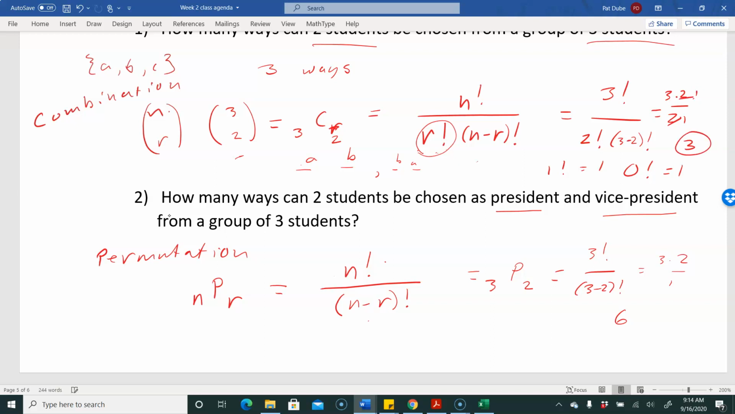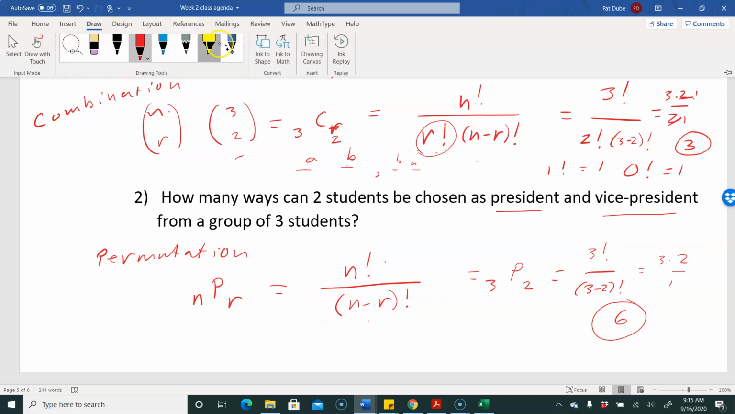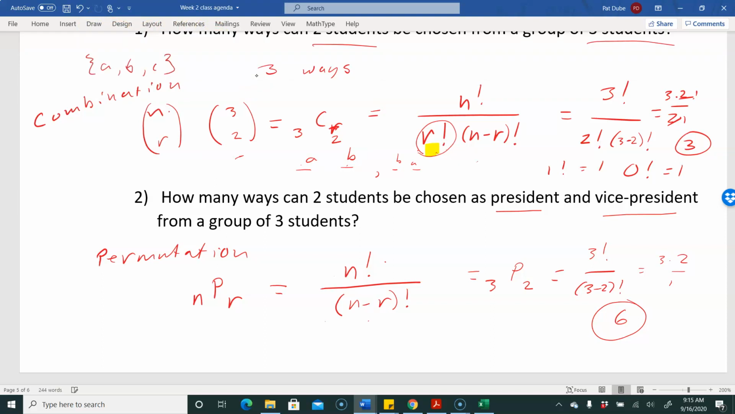Here I got 3. There are 3 combinations, but there are 6 permutations because each pair has 2 ways it can be ordered, so the order is important. What you notice is the only thing missing from this. See that r? It's missing.